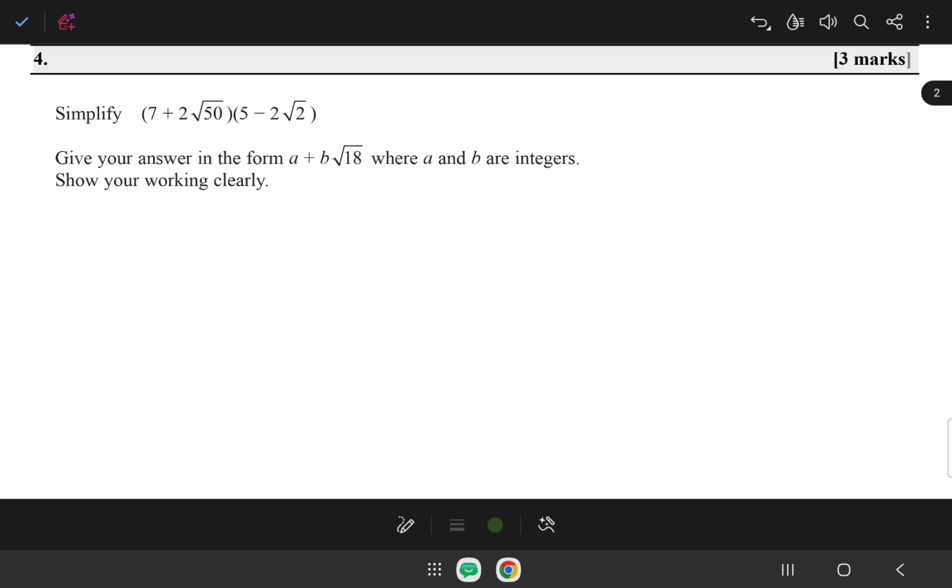Simplify 7 plus 2 root 50 times 5 minus 2 root 2. Give your answer in the form a plus b root 2, where a and b are both integers. Show your working clearly. First we have to expand the brackets, but it would be easier if we first simplified our surd. So 50 is one of our surds.